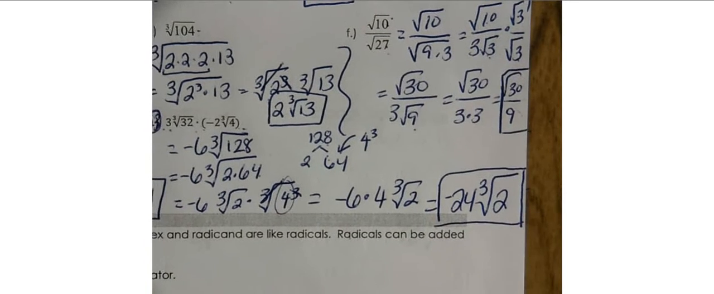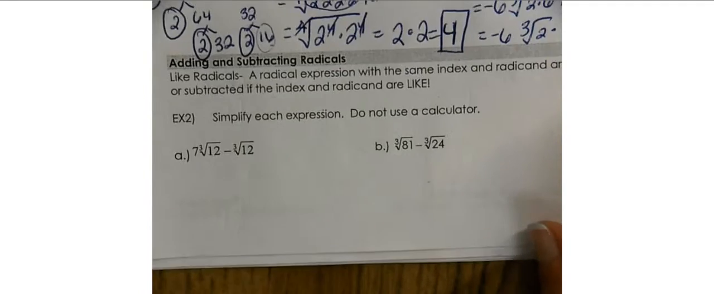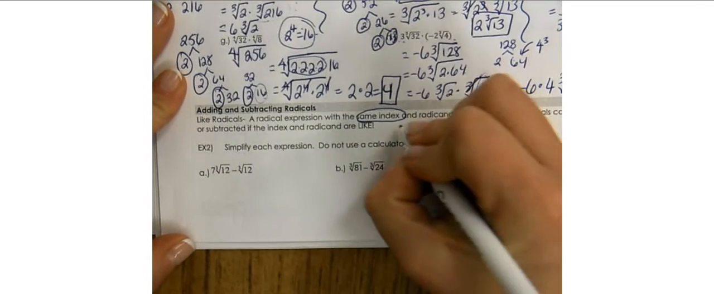All right, so now we're going to add and subtract like radicals. So what does it mean for 2 radicals to be considered alike? Well, like radicals means that everything is exactly the same. So like radicals is where they have the same index. That means that you're taking the same root.